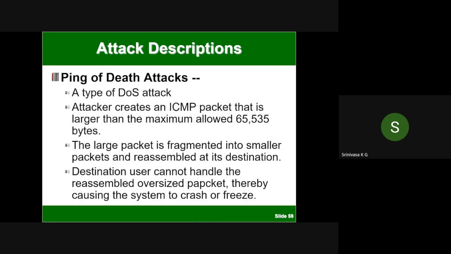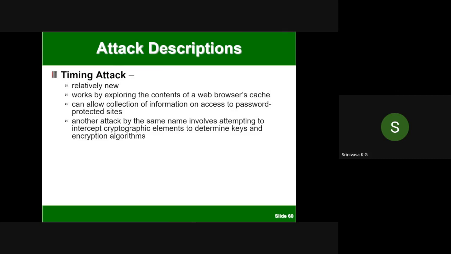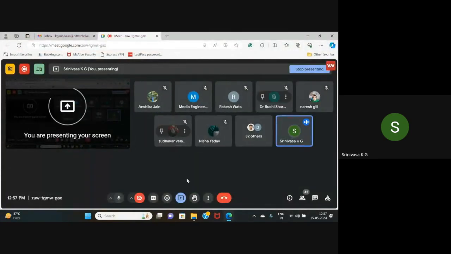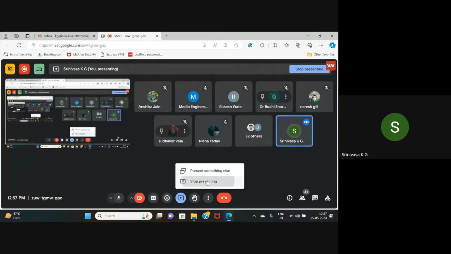Ping of death attacks: it is a type of DoS attack where the attacker creates an ICMP packet that is larger than the maximum, and the large packet is fragmented into smaller packets and reassembled at its destination. Timing attack is relatively slow and works by exploring the contents of the web browser's cache, and can allow the collection of information and access to password protected pages. So these are some of the examples, and I think with this I will end my presentation.